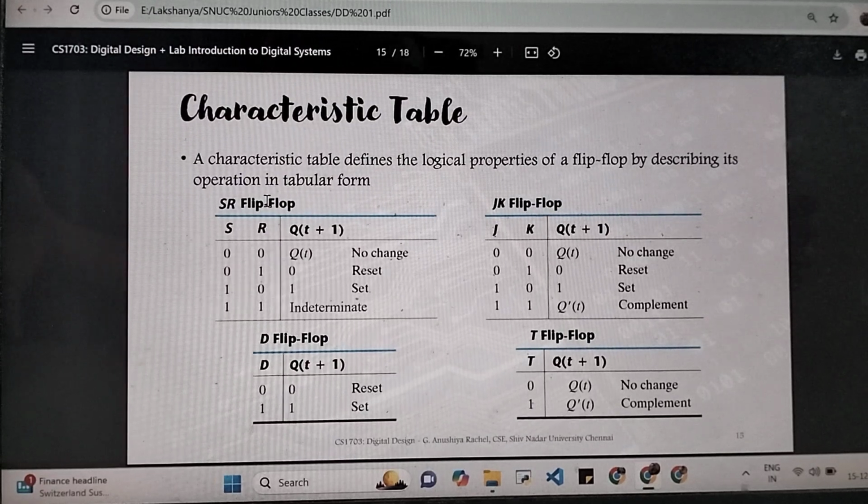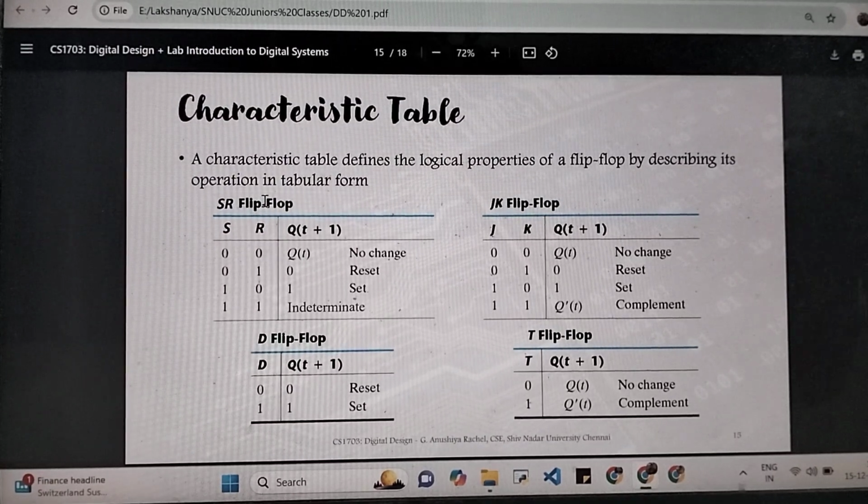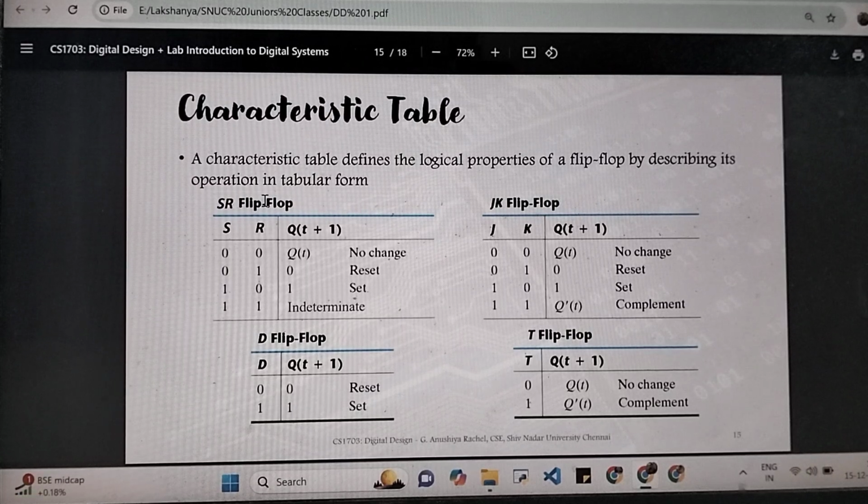Come to an important concept about sequential circuits, which is the characteristic table. So like I mentioned, there are three types of tables we will be using in this chapter: the function table, characteristic table, and the excitation table. Mostly in terms of the columns they have and the type of values they take, they might sound slightly similar, but they have different purposes.